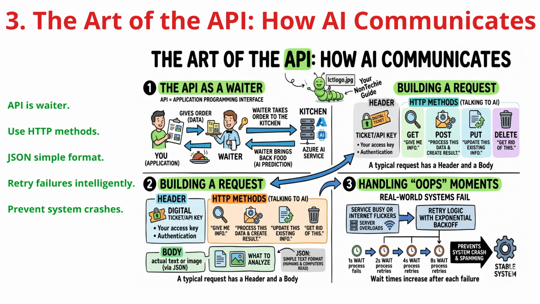Finally, because real-world systems like servers or the internet can fail, we always build robust solutions with exponential backoff, meaning the system waits longer between retries to avoid crashing a service when an oops moment occurs.